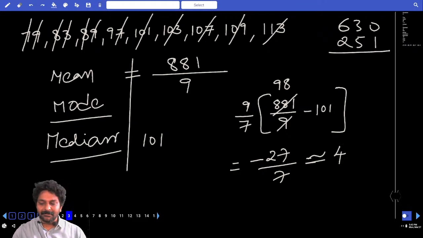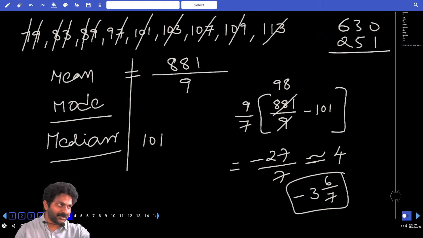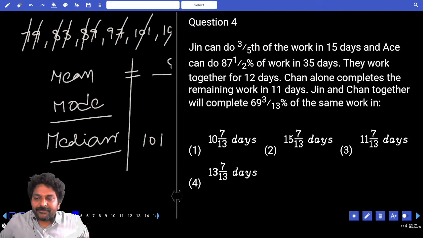If you have the exact number, which is minus 3 6 by 7, this is your final answer. But minus 3 6 by 7 is not there. Options are given in integers. So I am going for the approximate answer, which is minus 4. Is that clear? Right. Jin can do 3/5 of the work in 15 days.